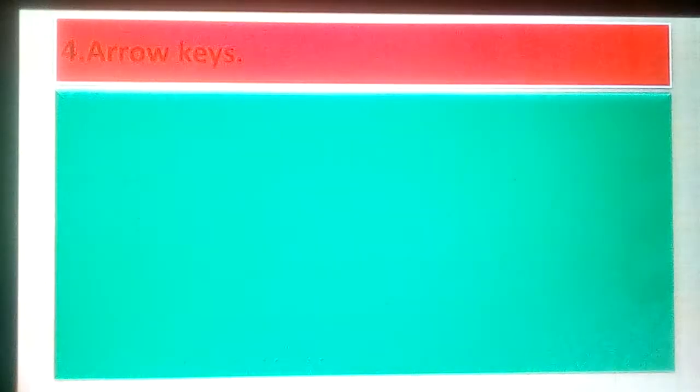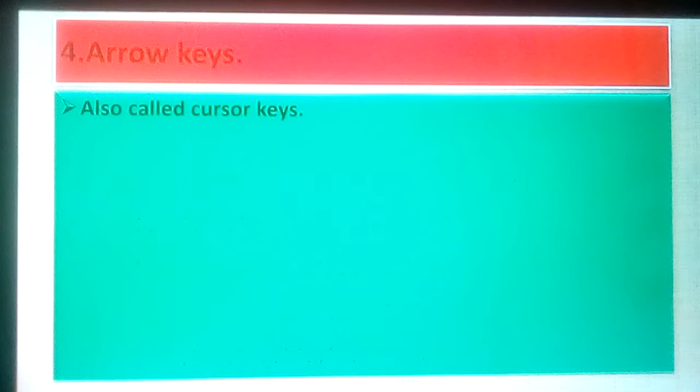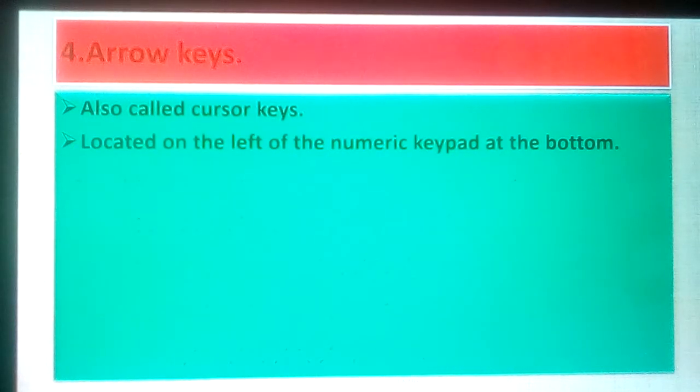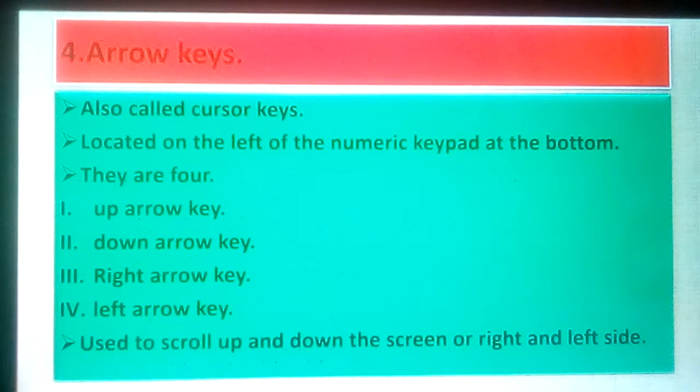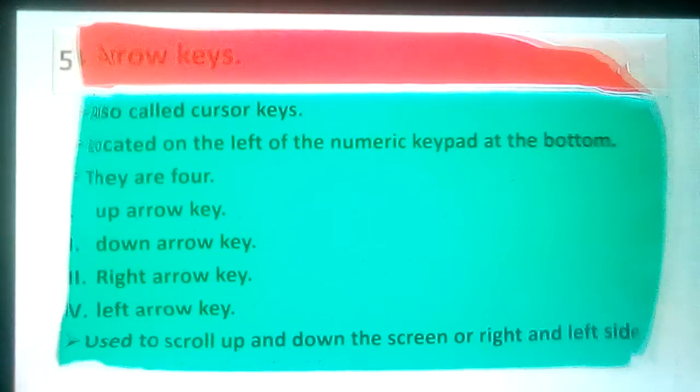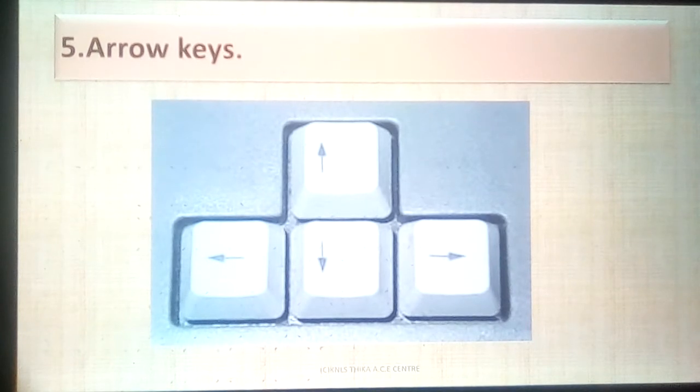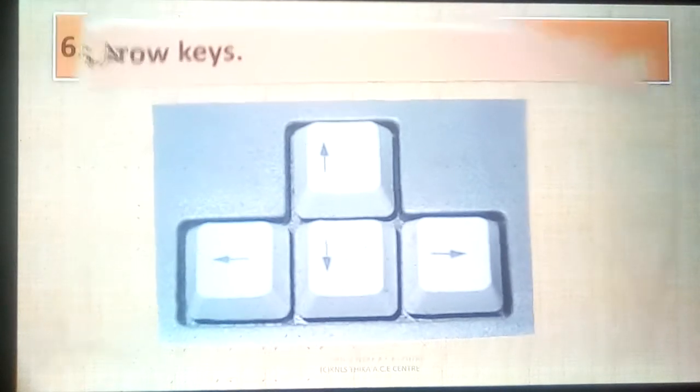Then you have the arrow keys. The arrow keys are also called cursor keys. They are located on the left of the numeric keypad at the bottom. There are 4: the up arrow key, down arrow key, right arrow key, and left arrow key. They are used to scroll up and down the screen or right or left of the screen. And these are the pictures of the arrow keys, the up, down, right, and left.